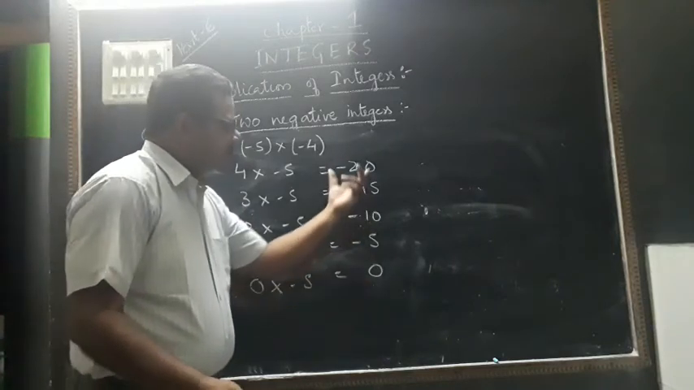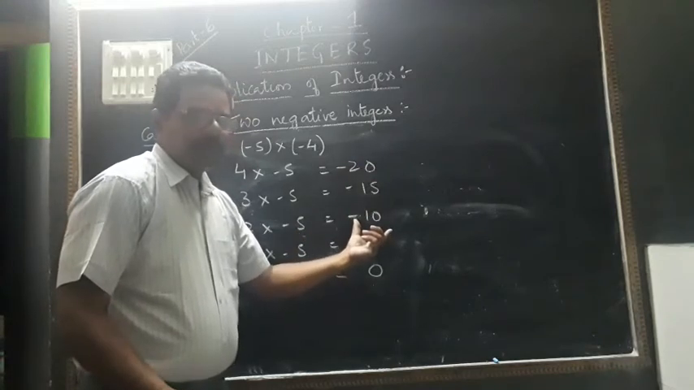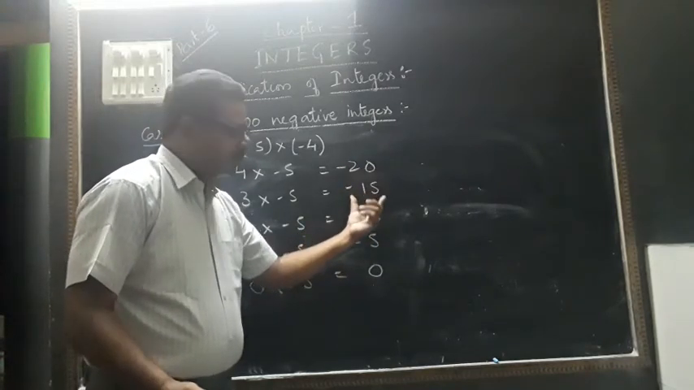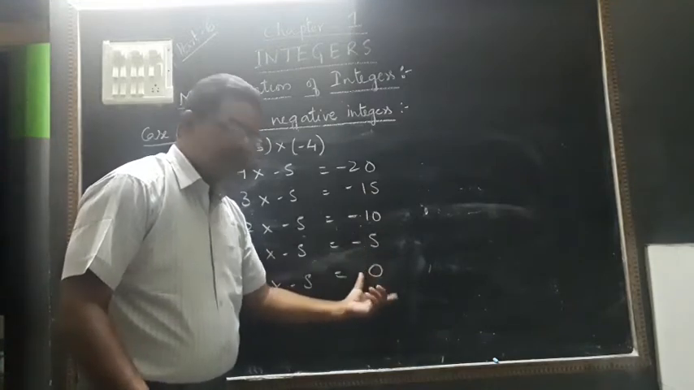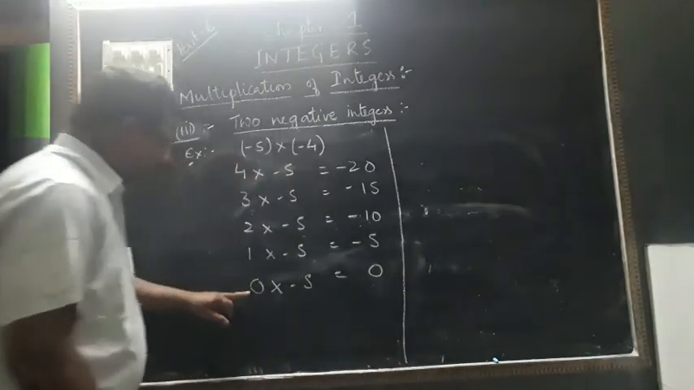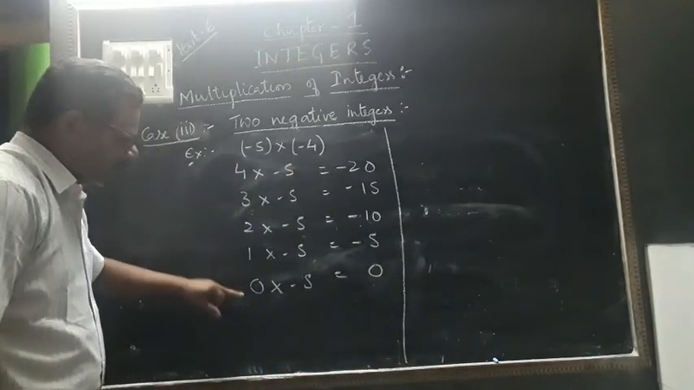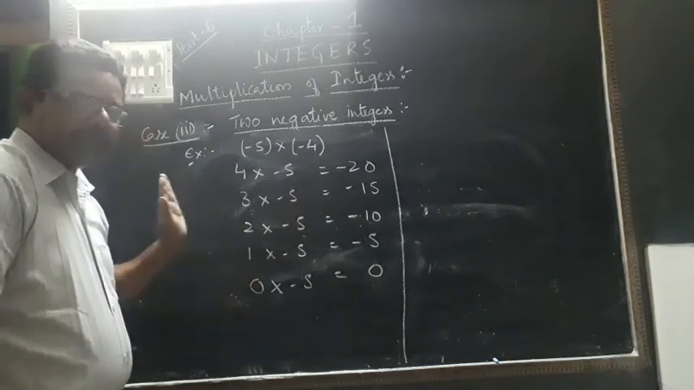That means you can understand the difference between any two results is equal to 5. First one and second one differ by 5, second and third by 5, third and fourth also 5, fourth and fifth also 5. So this is for the positive. Next, after 4, 3, 2, 1, 0 we have written, what is the next number? That means we are coming to the left hand side.